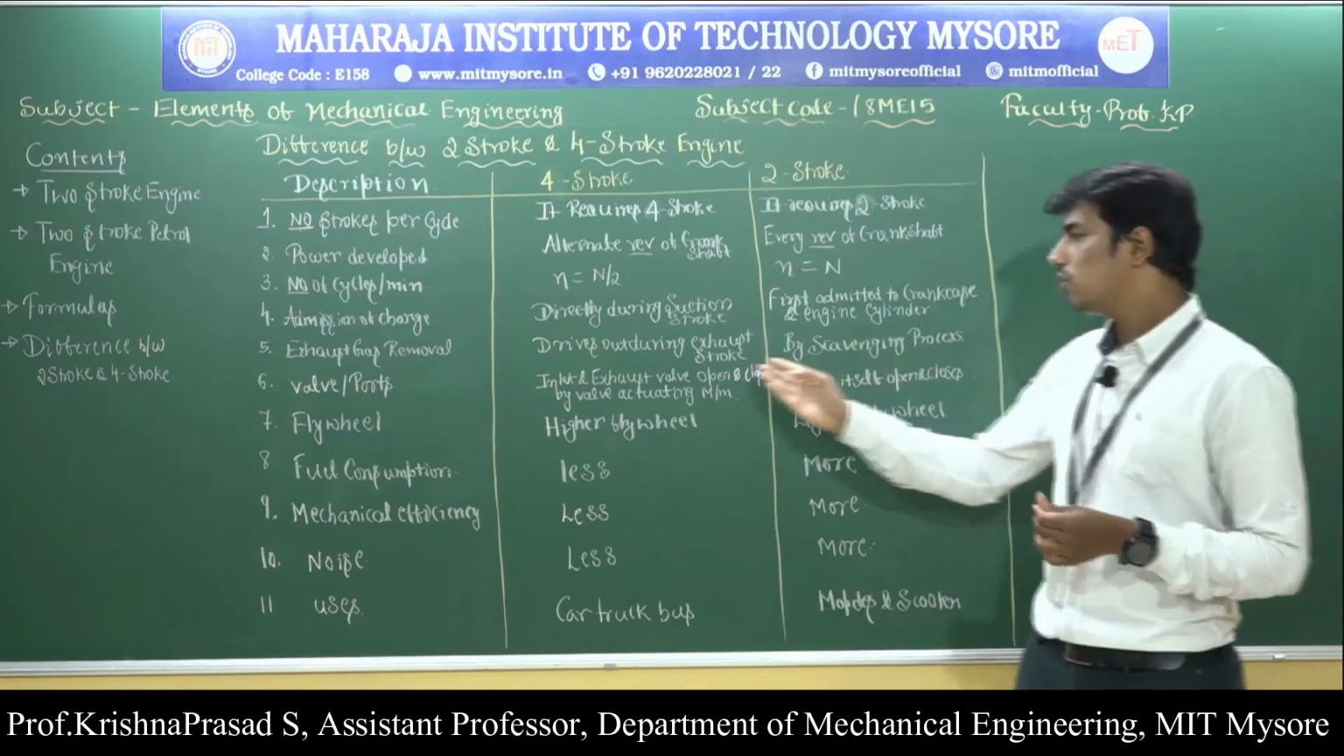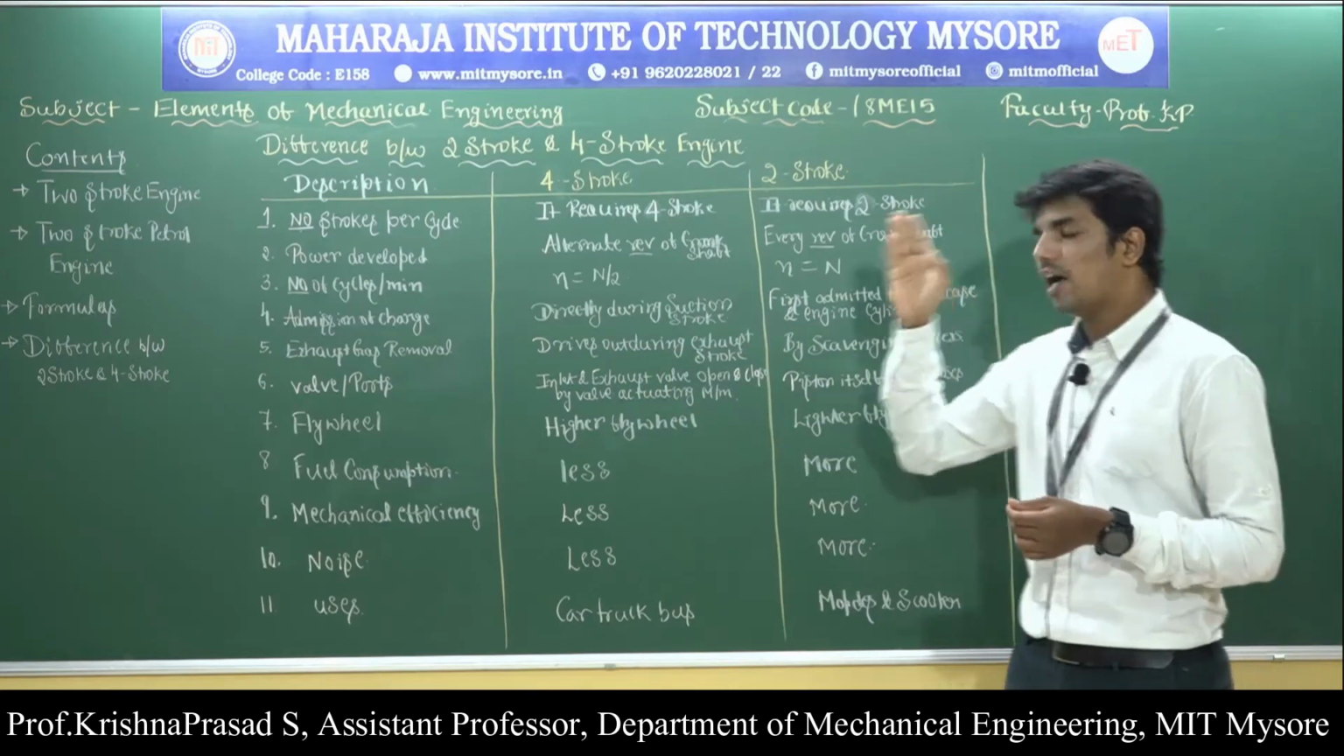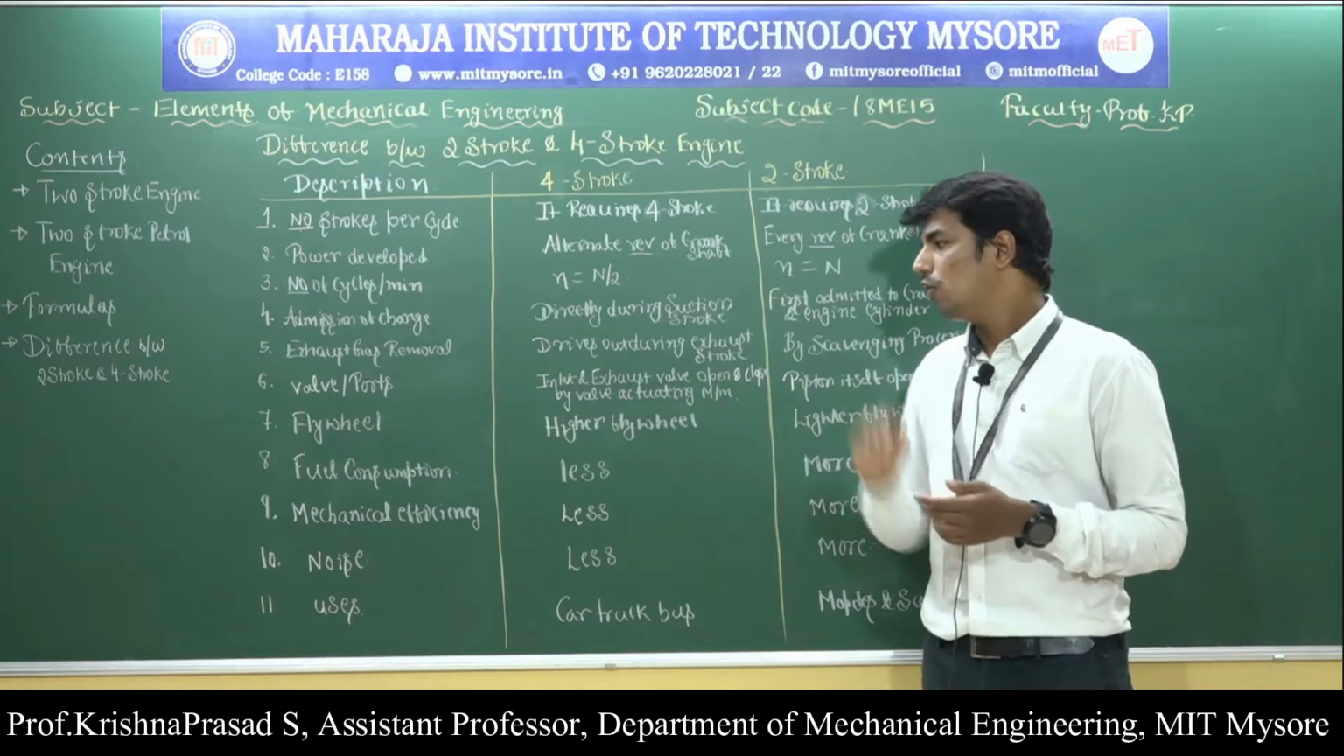So the fifth one is driving out of exhaust gases, which happens through the scavenging process in the 2-stroke engine, and during the exhaust stroke in the 4-stroke engine.